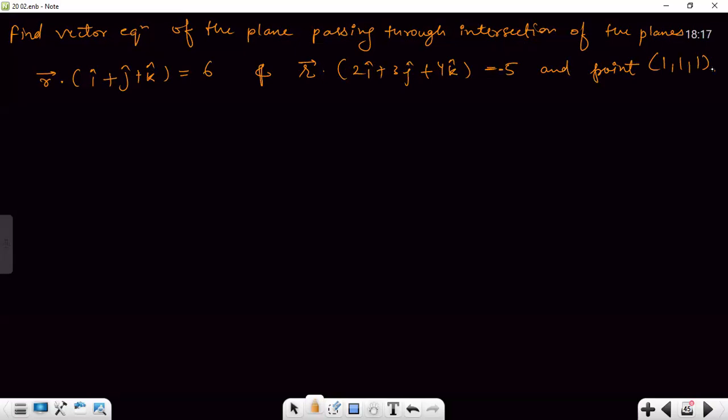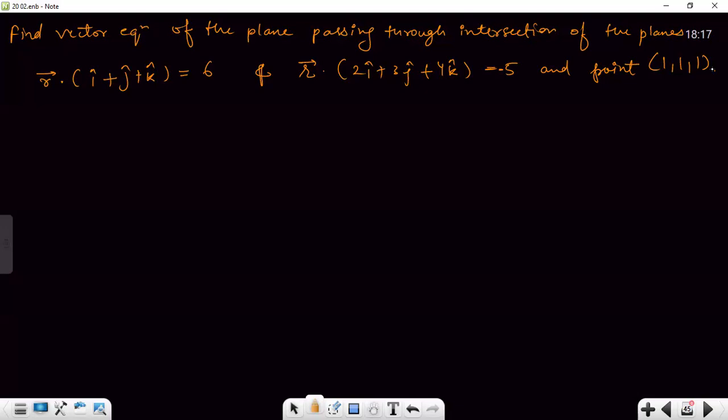So we have to find the vector equation of the plane passing through these two given vectors, and a point is also given to us. Now, don't think that the point is given in redundancy. It will be of use, and we'll have to eliminate the lambda from the equation.